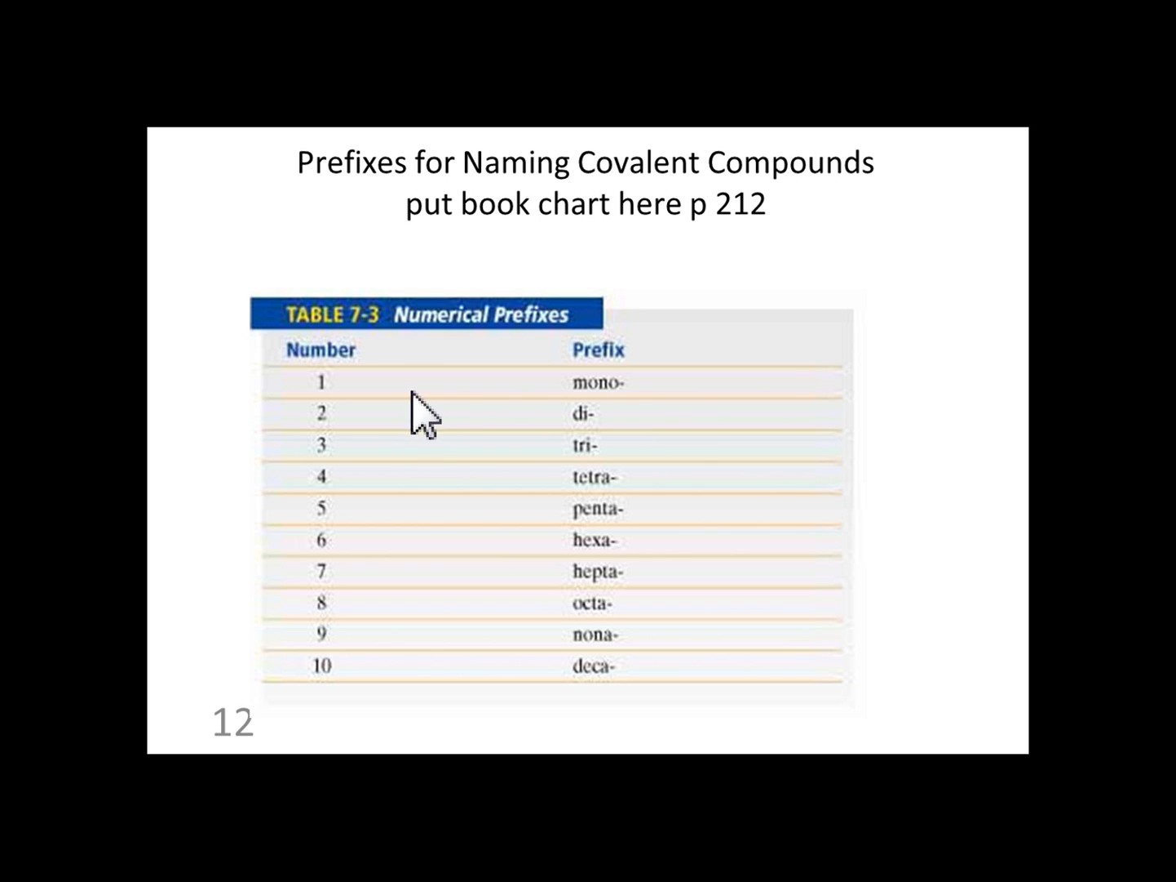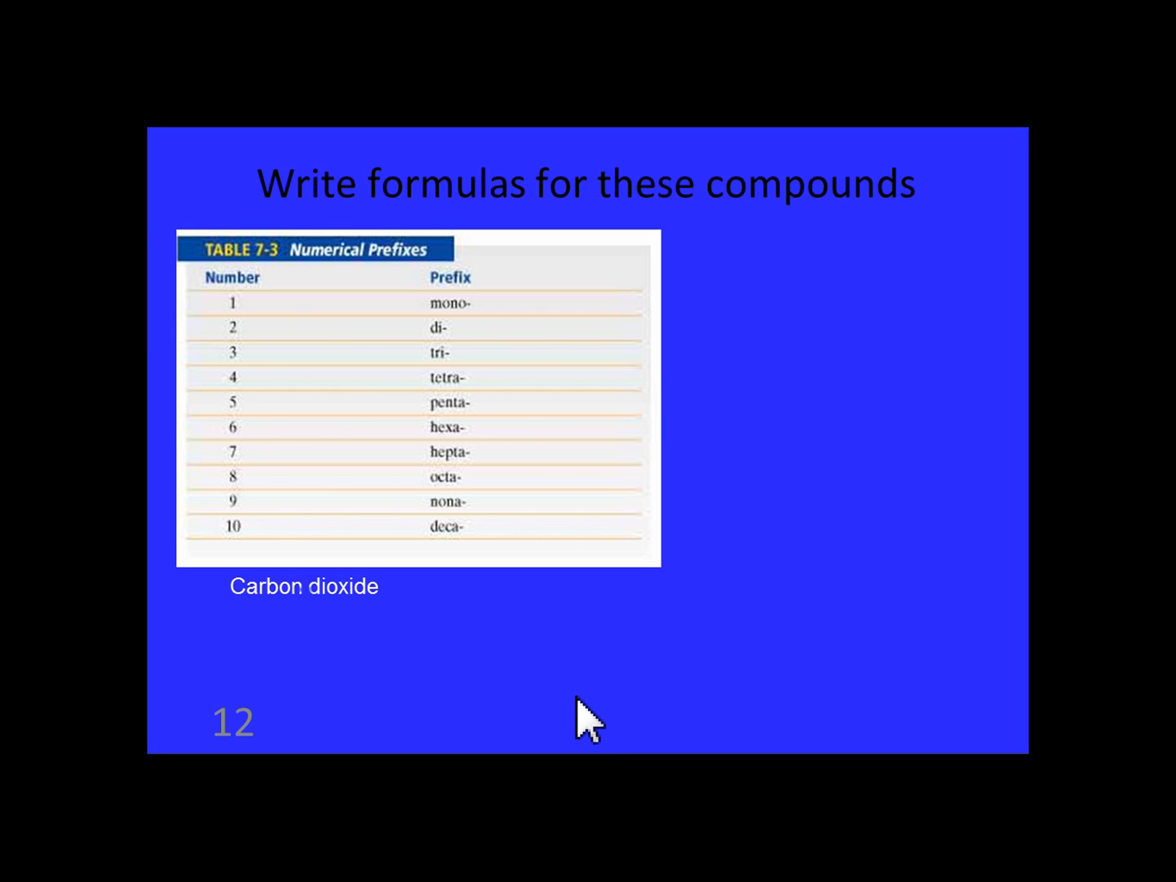The mono means 1, the di means 2, tri means 3, tetra means 4, penta means 5, hexa 6, hepta 7, octa 8, like octane, nona 9, deca 10, like there's 10 years in a decade. Alright, so let's practice this. Carbon dioxide, 1 carbon. Notice we don't have to say monocarbon for the first one. If it's the first element and there's just 1, you just say carbon.